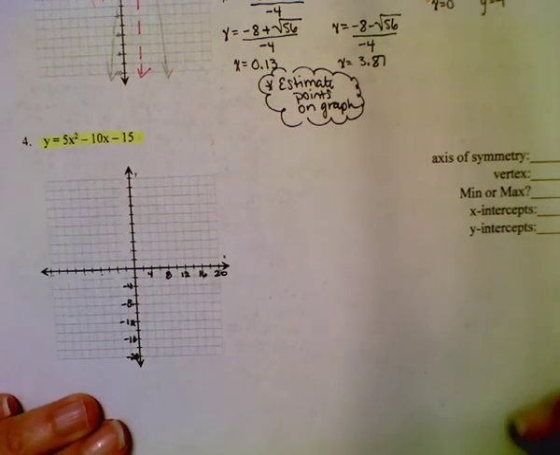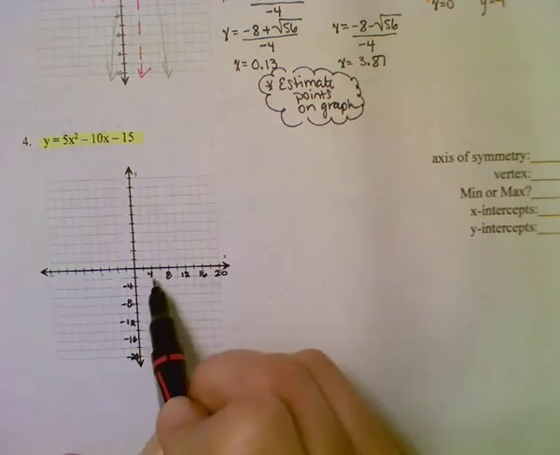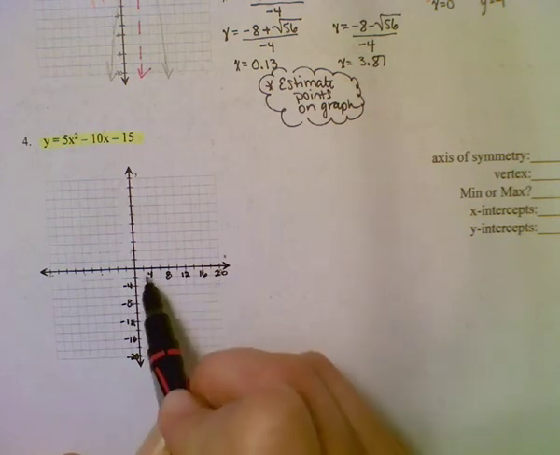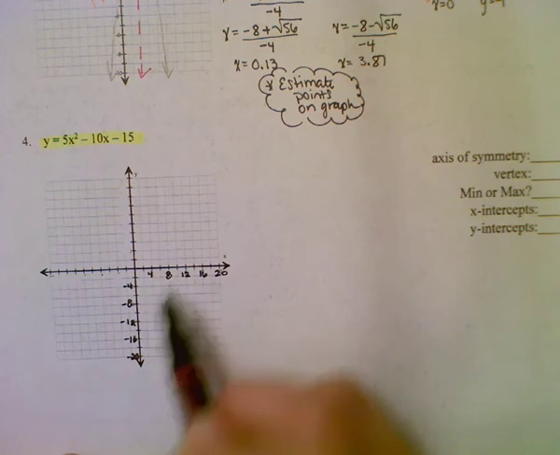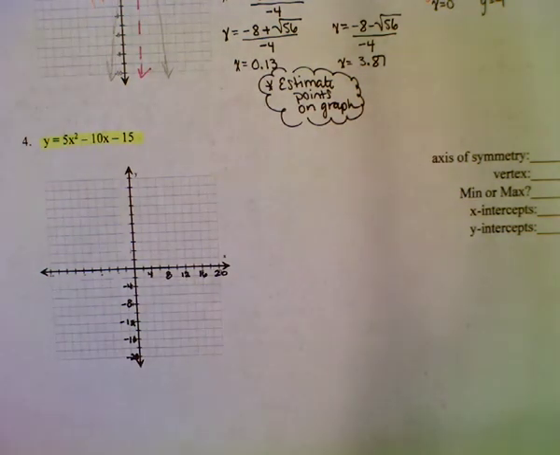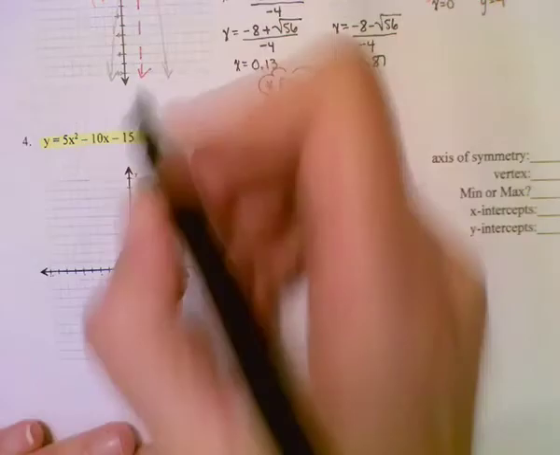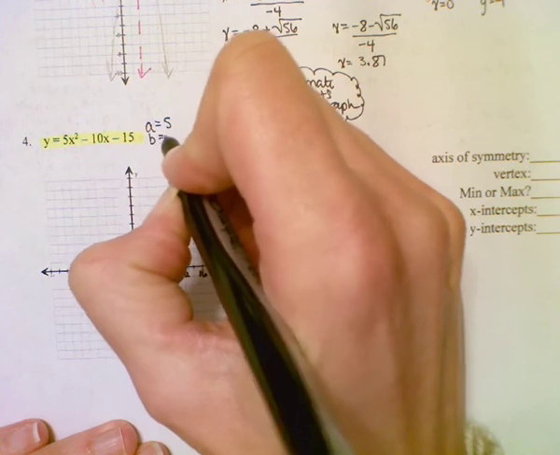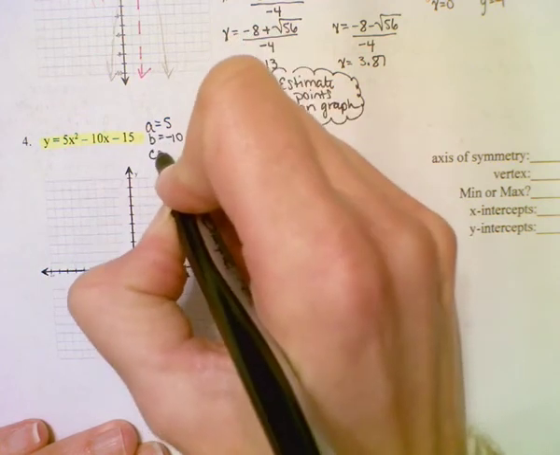One thing I want to caution you about is to look at this interval that we've got here. We're not counting by ones, we're counting by twos each time. So keep that in mind when you go to graph. So for starters, we want to pull off our A, B, and C so that A is 5, B is -10, and C is -15.